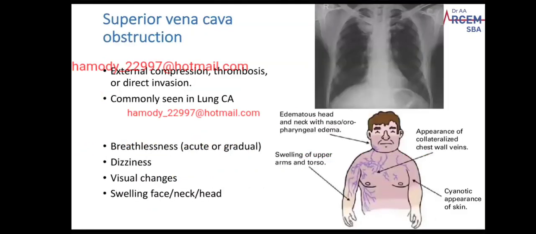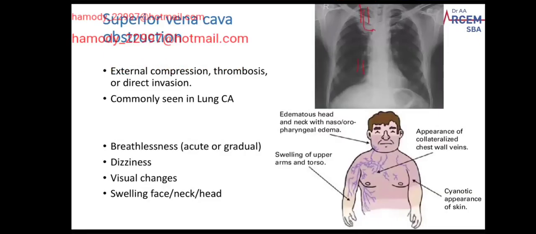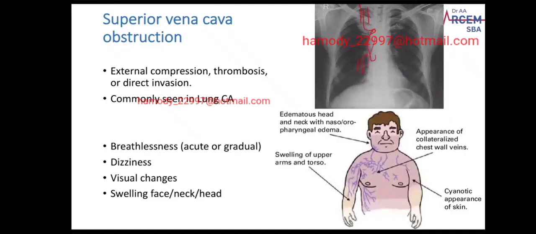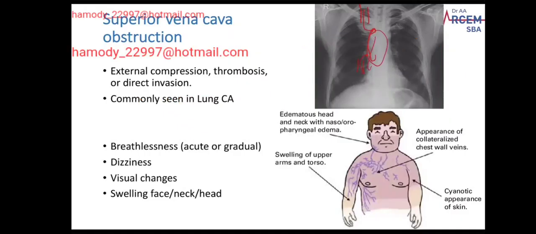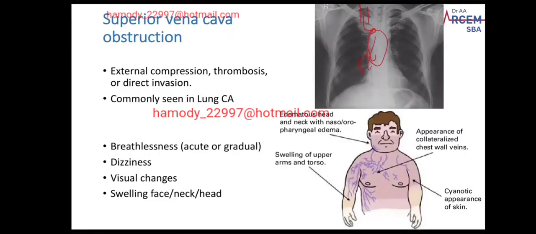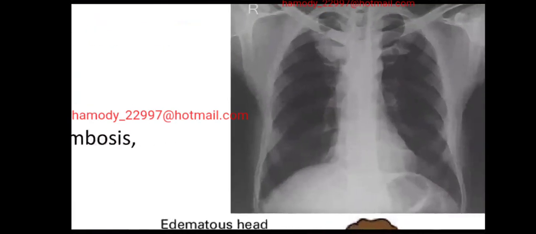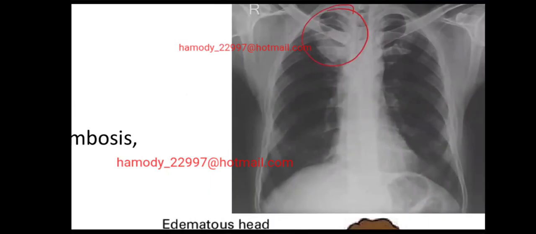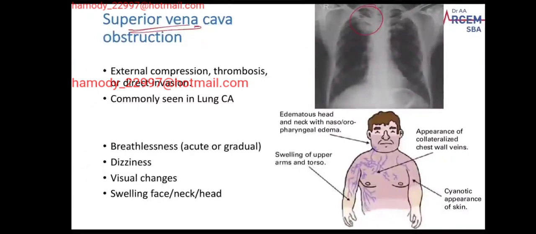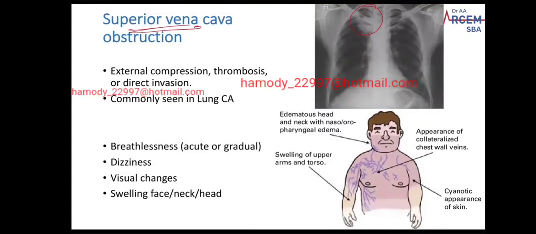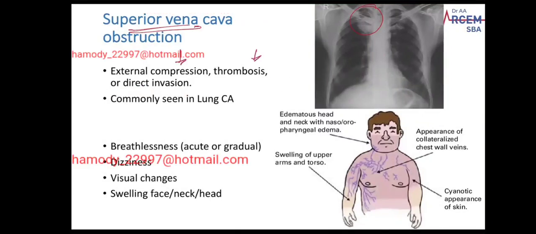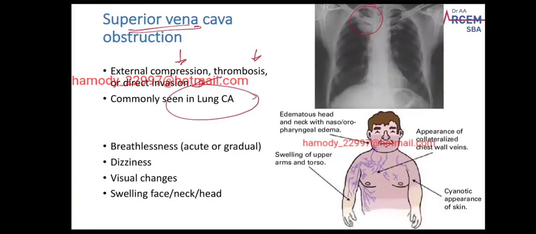Superior vena cava obstruction. There is a superior vena cava and an inferior vena cava, which bring the deoxygenated blood back into the right side of the heart. Here, as the name suggests, there is an obstruction to the superior vena cava. Why does this obstruction happen? Most of the time it is because of an apical tumor of the lungs, lung CA, especially when the apex is involved. Sometimes it might be because of external compression, thrombus, or direct invasion, but most of the time it is in lung CA.